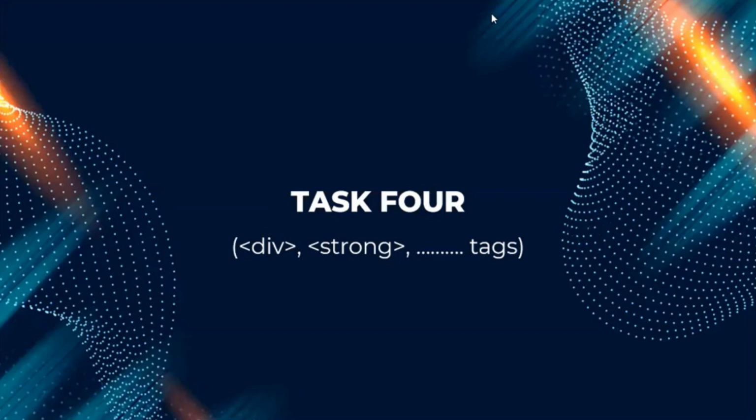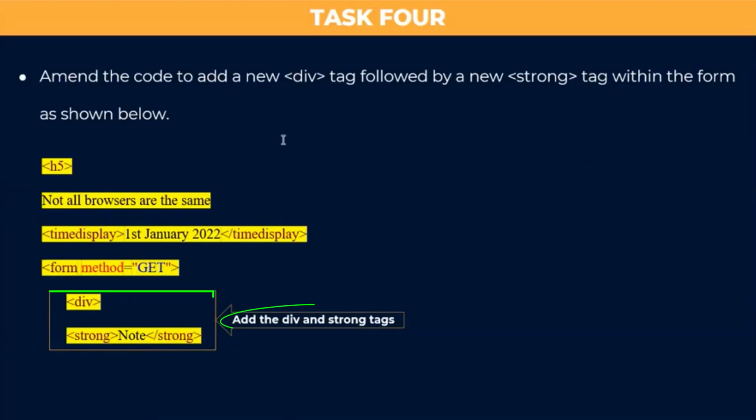So our next task will be to add some different tags. So we'll have a look at a div tag, a strong tag. We're going to amend the code to add in a div tag, and we'll explain a div tag just after we do this. And then we have this thing called a strong tag, which is similar to bold if you really want to put it.